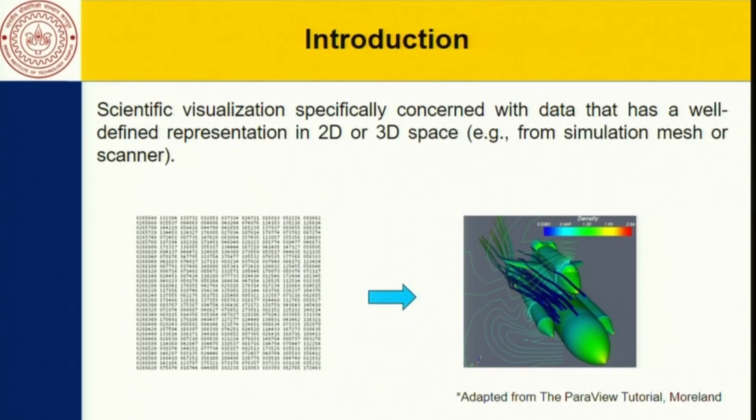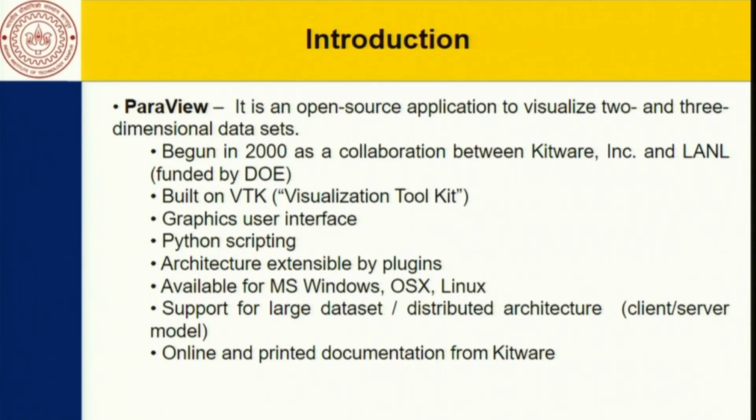What is scientific visualization? It is specifically concerned with data that has a well-defined representation in 2D and 3D space. We have some raw data that we can visualize using ParaView, an open source software. It started in 2000 in collaboration with Kitware and LANL.